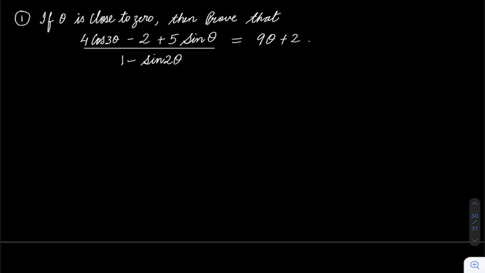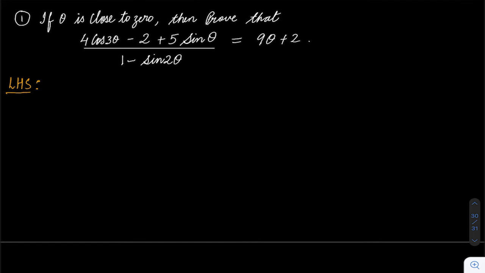Let's try one more question on this, a little hard one. When theta is close to 0, prove that, so sometimes they can give you prove-that questions also, and generally you have to simplify a little bit to get the answer. So we have to prove that 4 times cos 3 theta minus 2 plus 5 sine theta over 1 minus sine 2 theta is equal to 9 theta plus 2. Let's try from the LHS, because the RHS is already in simplified form.